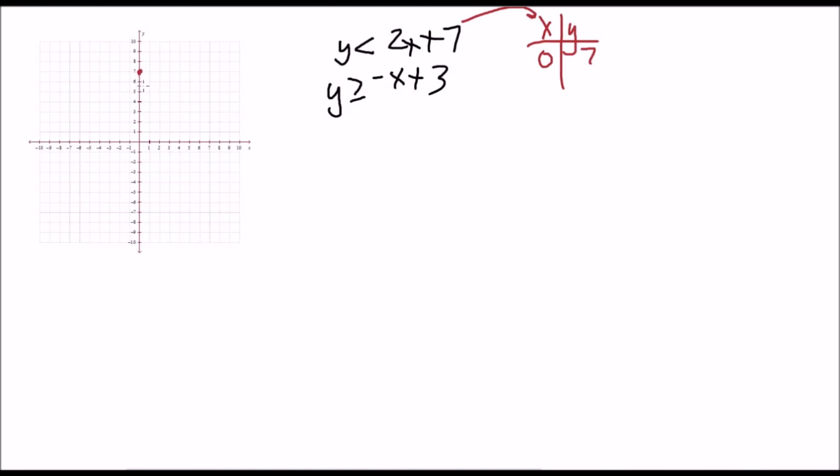We know the slope is 2. So we can go up 1 over 1 to get our second point. Or up 2 over 1, sorry. And we go down 2, left 1 to get our third point. That's what we need to make a line.